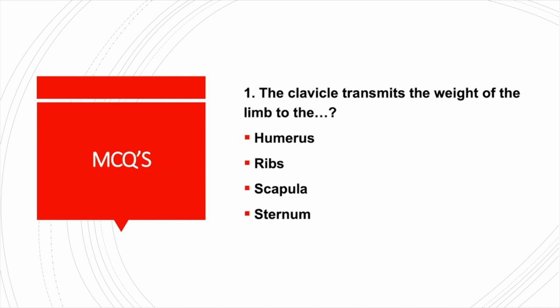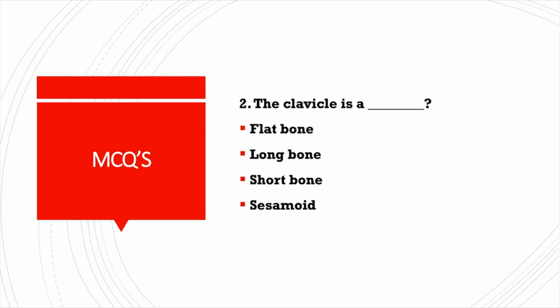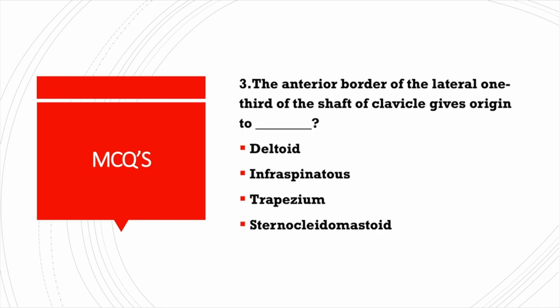MCQs. The clavicle transmits the weight of the limb to the humerus, ribs, scapula, sternum. Answer: sternum. The clavicle is a flat bone, long bone, short bone, sesamoid bone. Answer: clavicle is a long bone. The anterior border of the lateral 1/3 of the shaft of clavicle gives origin to deltoid, infraspinatus, trapezium, sternocleidomastoid. Answer: deltoid.